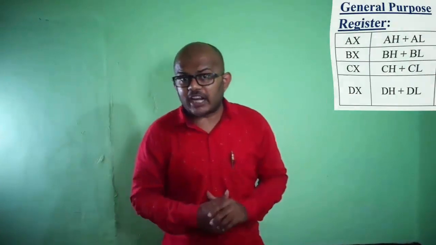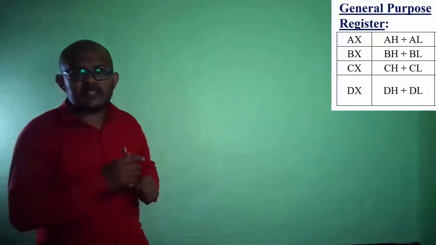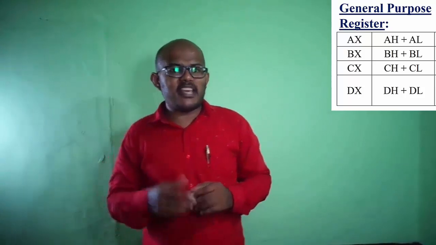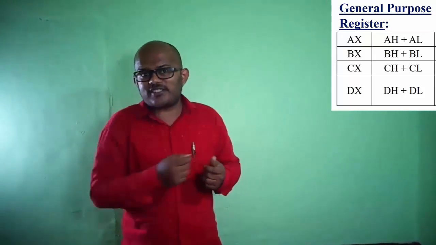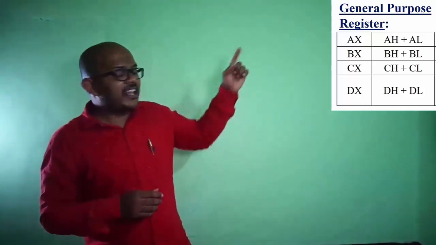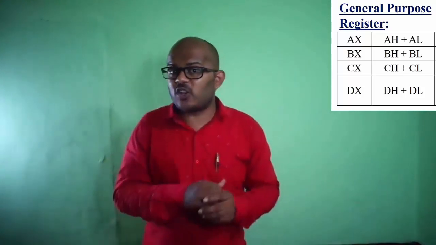If I am talking about general purpose registers in the 8086 microprocessor, we have four general purpose registers: AX, BX, CX and DX. Now, what is the use of AX, BX, CX, DX? You should know. And how are we going to split them? These AX, BX, CX, DX are 16-bit, so you can perform all arithmetic operations as well as logical operations.